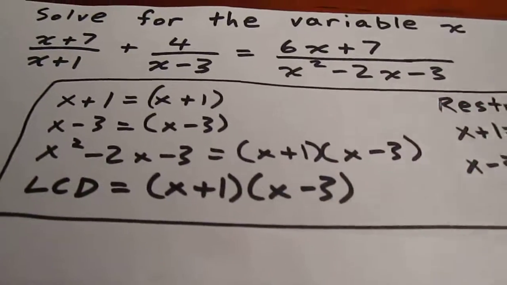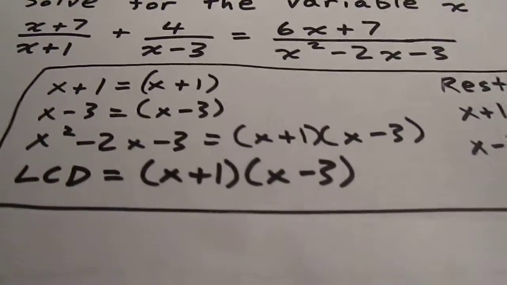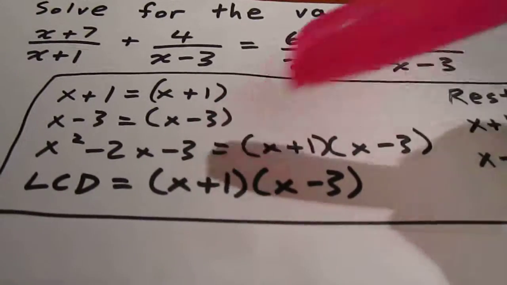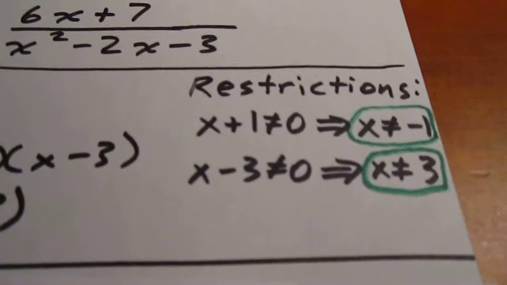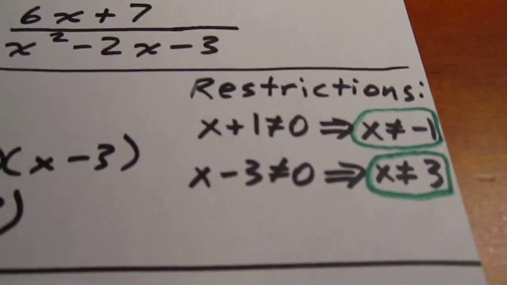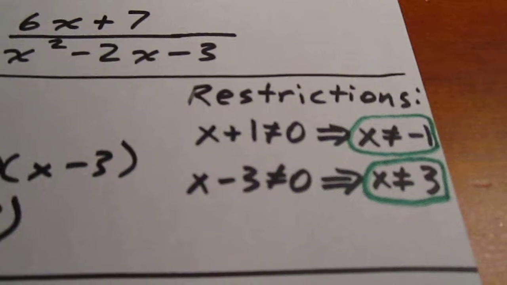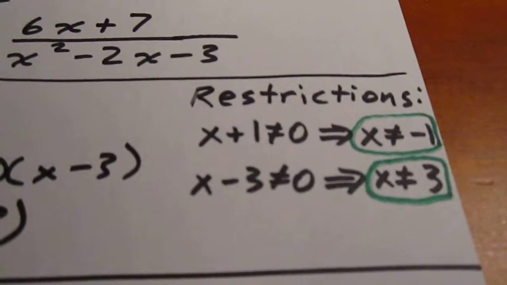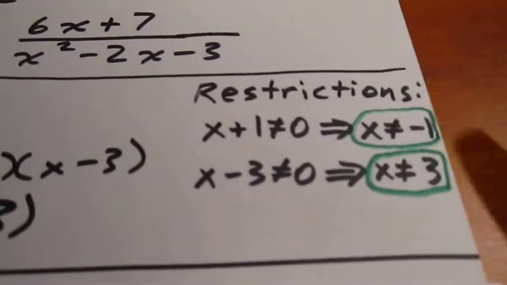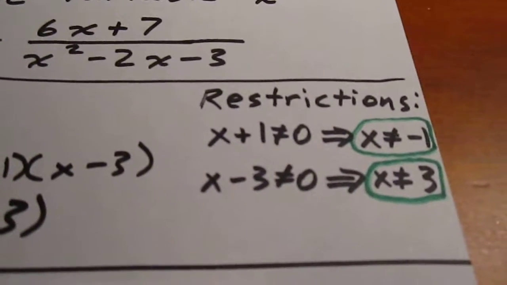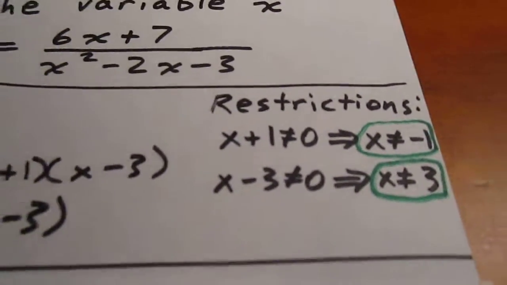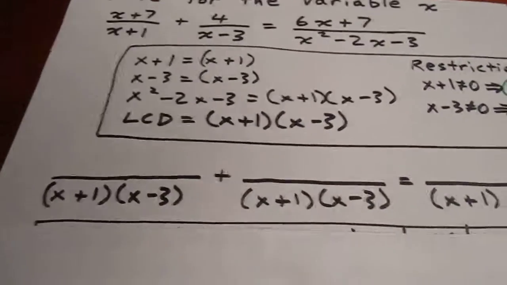And there it is. We have to also consider our restrictions. Our restrictions will be x cannot equal negative 1 or x cannot equal 3, because we set each of those factors equal to 0 and then isolate the x, and x cannot equal those values. Okay, so if we get to the end of the question and we have a solution for x that matches either one of these values, then that solution will be invalid.